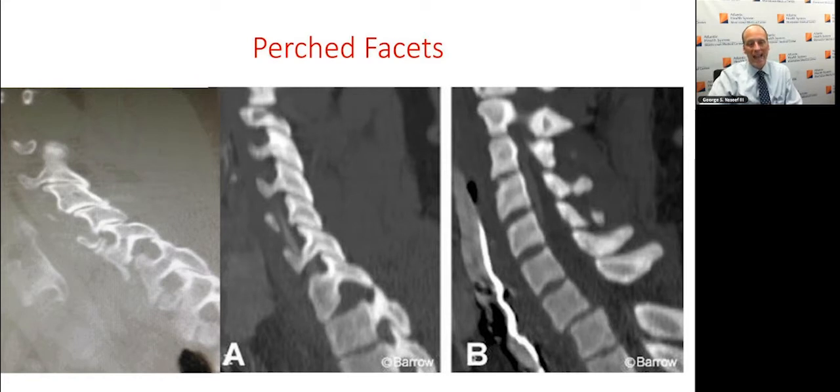This is a CAT scan image of perched facets, and you'll see the inferior articulating facet there is perched on the superior articulating facet on one side, and then on the other side, they're exactly right on top of each other, and that leads to approximately a 25% translation of the cephalad vertebral body on the inferior vertebral body.